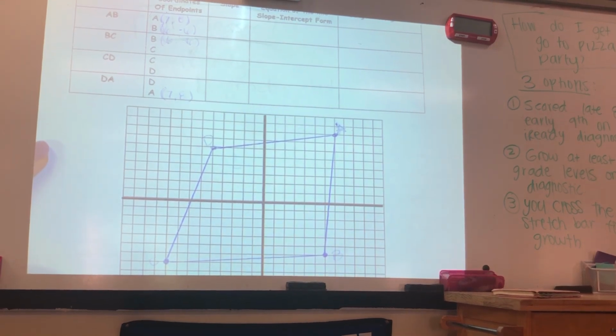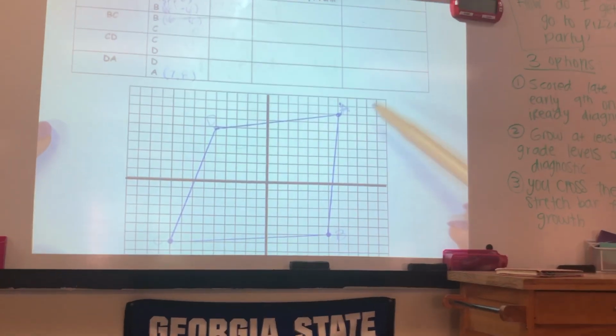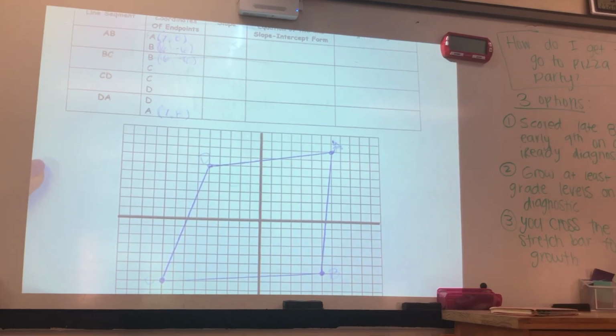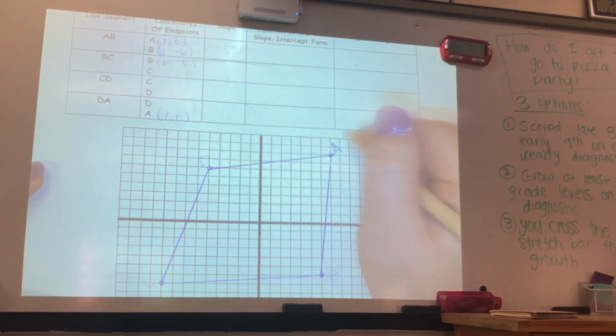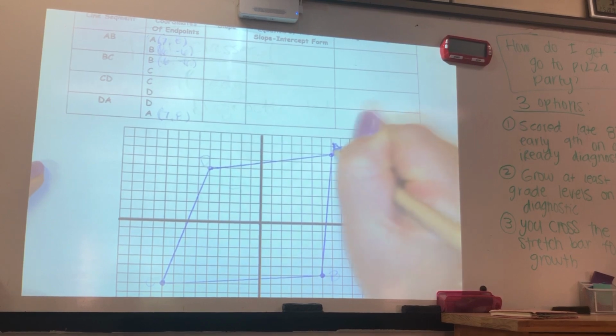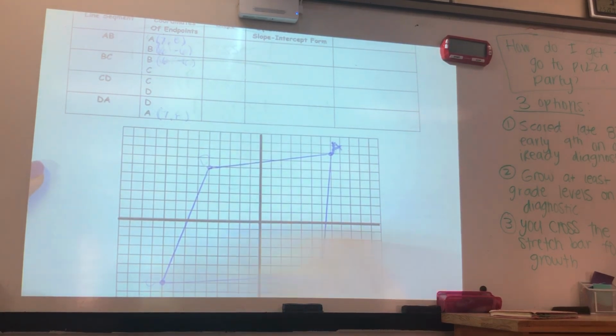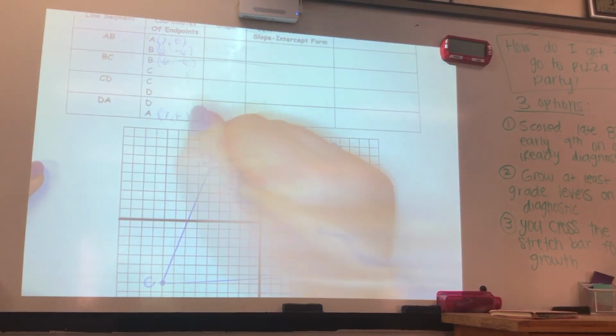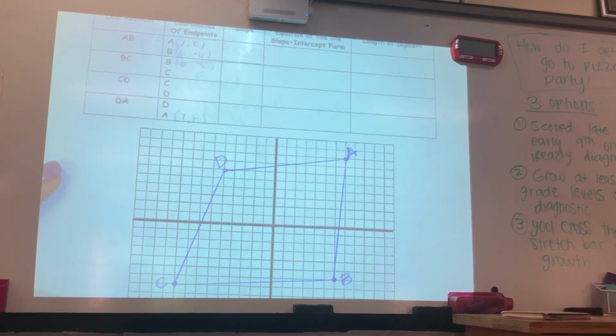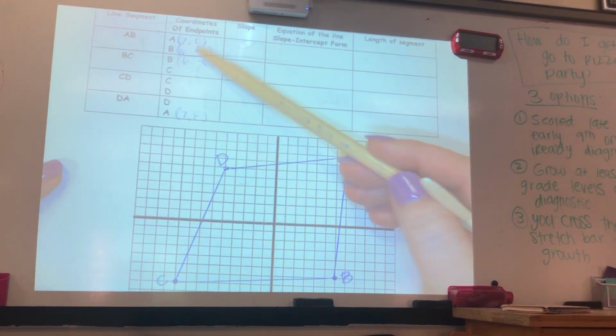Once you have four sides, you are going to label each point. So you're going to label them A, B, C, and D, and you can pick. So here's my point A, here's B, C, and D. Once you have all four labeled, you're going to go through and write those ordered pairs.